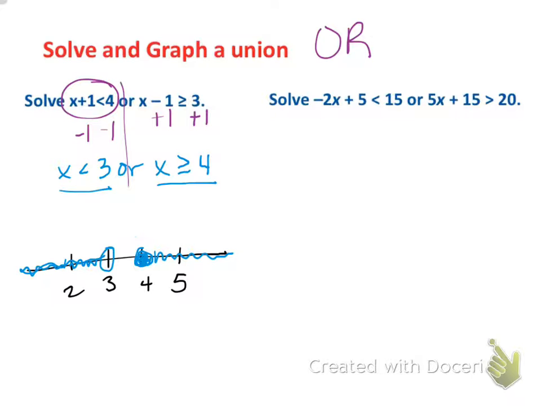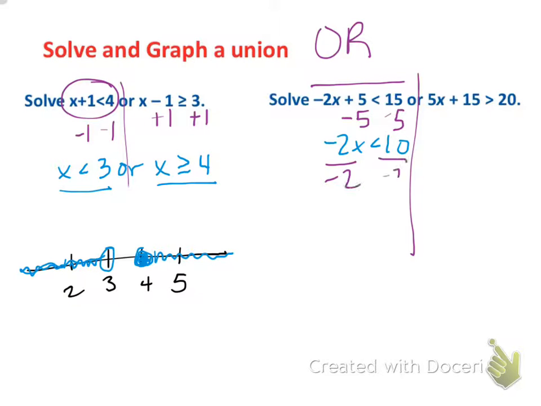All right, let's try this second one. A little bit more complex, couple more steps here. So we're doing an or, so we're solving them totally separate. Let's solve this one first. Backwards through PEMDAS, so I'm going to subtract 5 from both sides first. That gives me negative 2x is less than 10. Then I'm going to divide both sides by negative 2. So, you guessed it, flip the inequality.